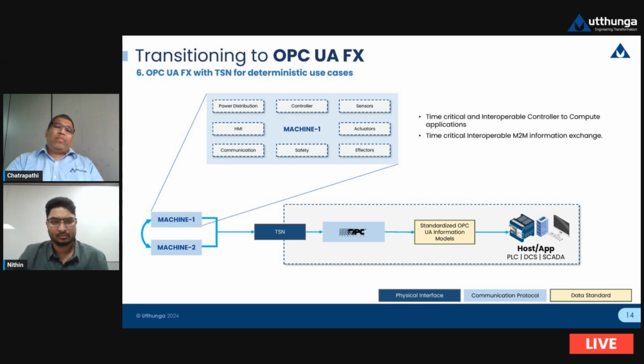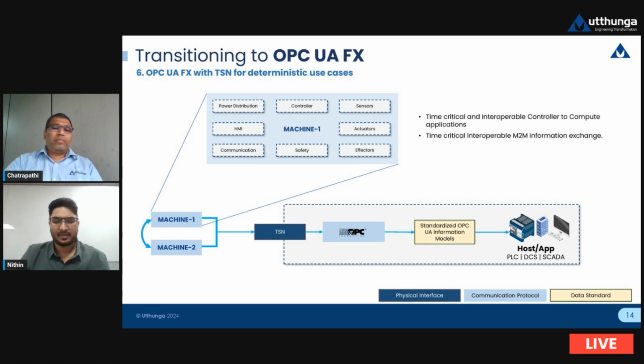But being able to support machine to machine communication with a controller which supports OPC FX over TSN itself opens up a lot of additional business use cases, data driven services, and so on.